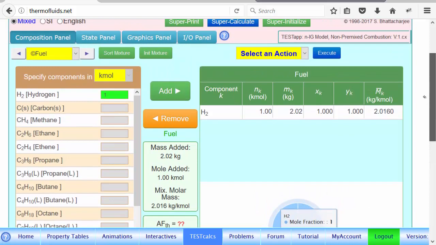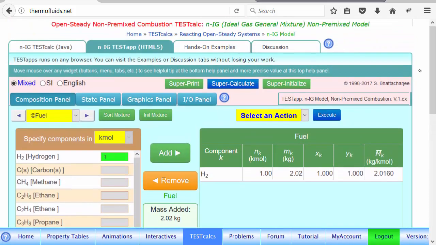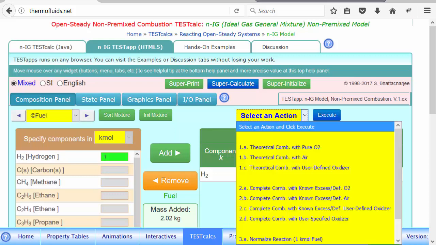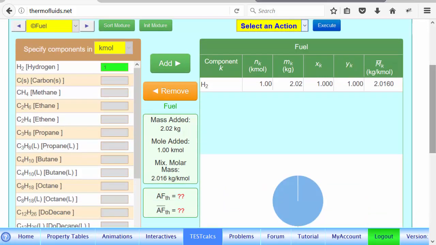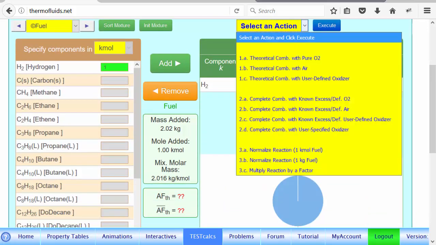Sometimes it could be a mixture, and that chart becomes very helpful. So we are done with the fuel. Well, even before we select oxygen or oxidizer or products, let's look at the action. There are a lot of things you can do almost automatically, because as soon as you know your fuel, there are some things you can do immediately.